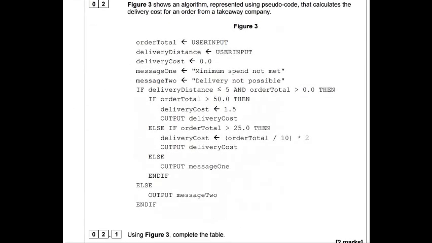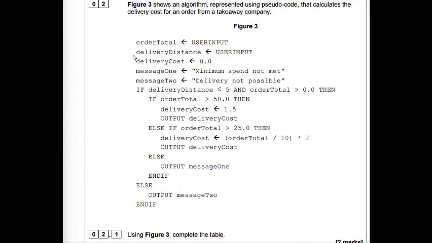And there we have it. Okay. Question number 2. We got figure 3. So it shows an algorithm represented using pseudocode that calculates the delivery costs for an order from a takeaway company.